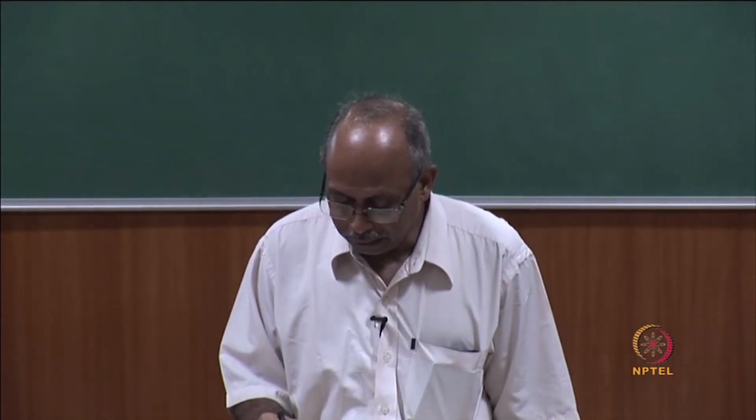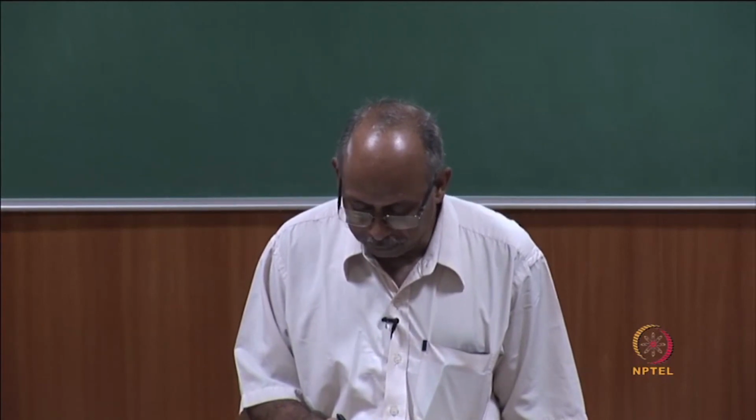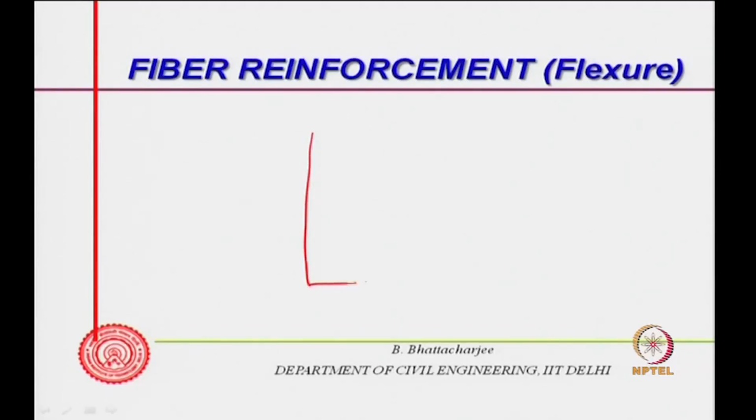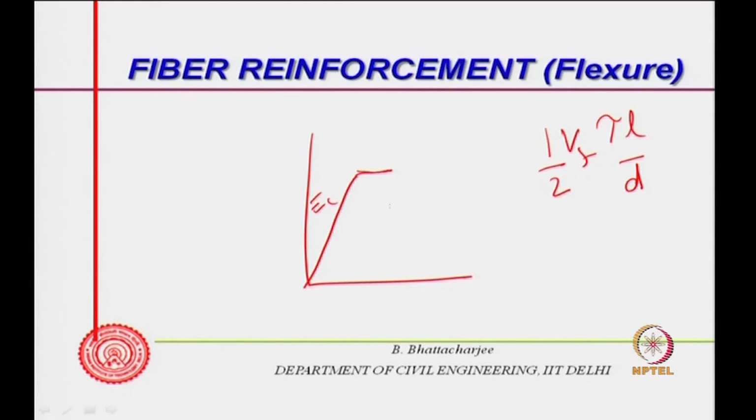So, if you look at the stress strain diagram, then this could be my E C. Then at the crack it will look like this. When pull out is occurring, there is an increase, and after that it could be half V f tau L divided by d if it is 3D random, and if this value is more, because it will fail by pull out, usually they are not.